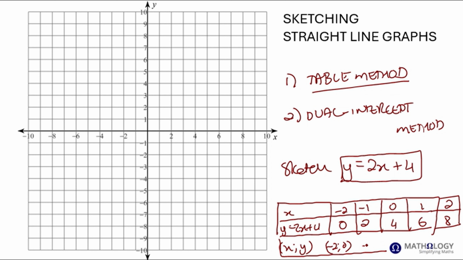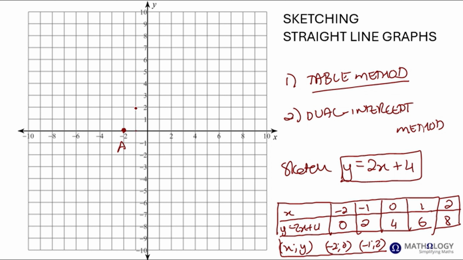So we're going to plot the x coordinate first and then the y coordinate. So we start with -2. There's -2 on the x-axis and the y value is 0. So the y value is 0 on the x-axis. So this is our first point, A. When x is -1, y equals 2. So at -1 on the x-axis, we move up to 2. And we call that point B.